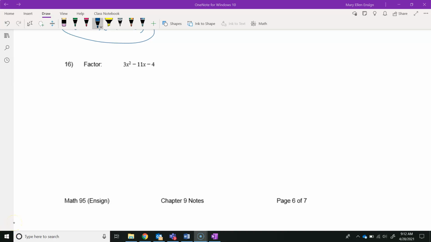So we have 3x squared minus 11x minus 4. So my A is going to be 3, my B is going to be negative 11, and my C is going to be negative 4. So when I find AC, that's going to be 3 times negative 4, which is negative 12. And my B is going to be negative 11. So I'm looking for two numbers that multiply to negative 12 and add to negative 11.